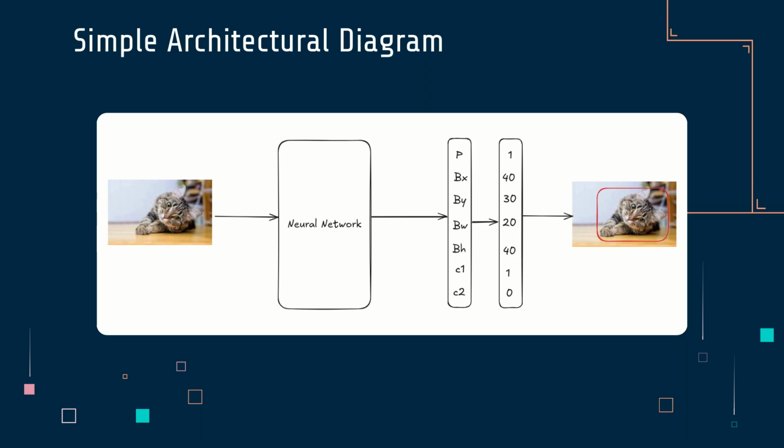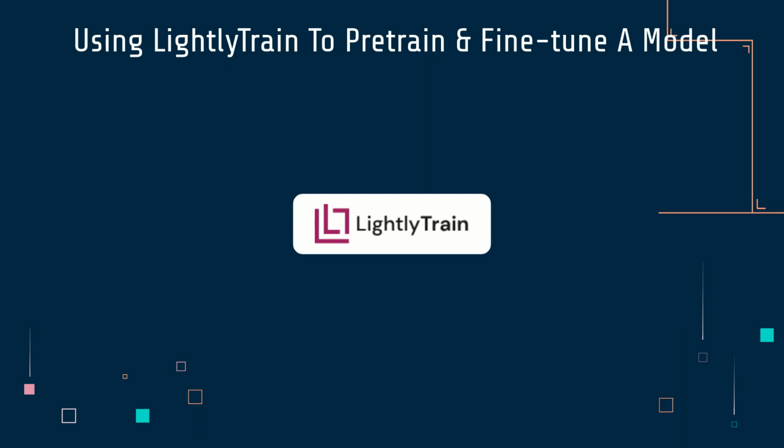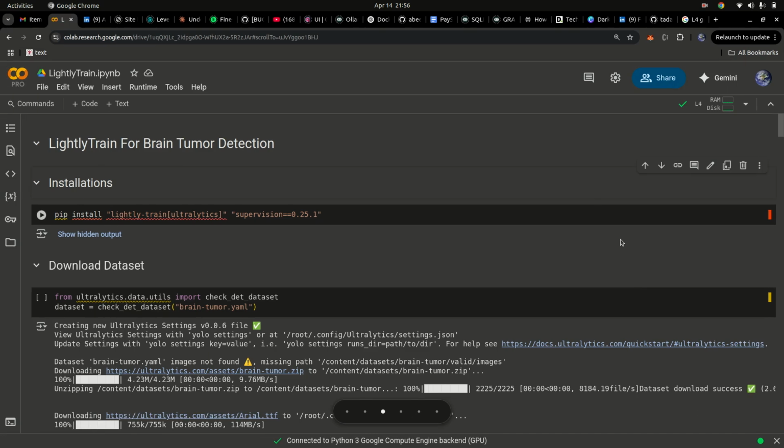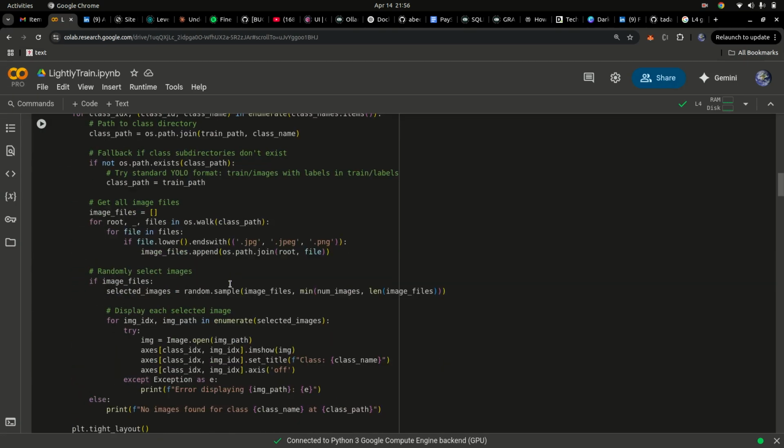Okay, so I'm not going to be going very deep into that. So how do we take this concept and use it to pre-train and fine-tune our own models to detect brain tumors in X-ray images? So let's get to it. We're going to be using LightlyTrain. We can do this in very few lines of Python code.